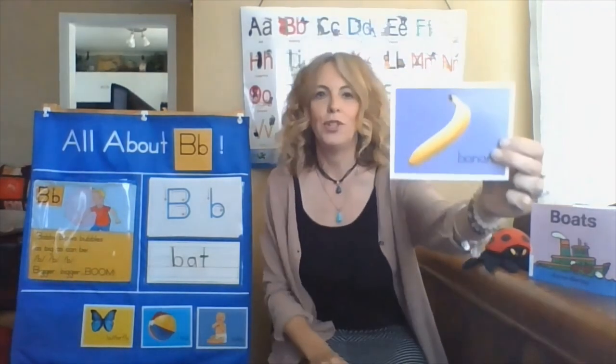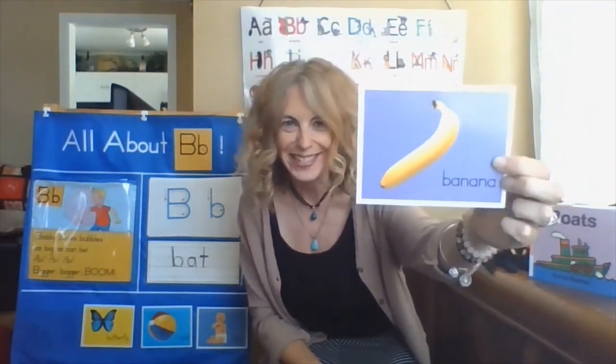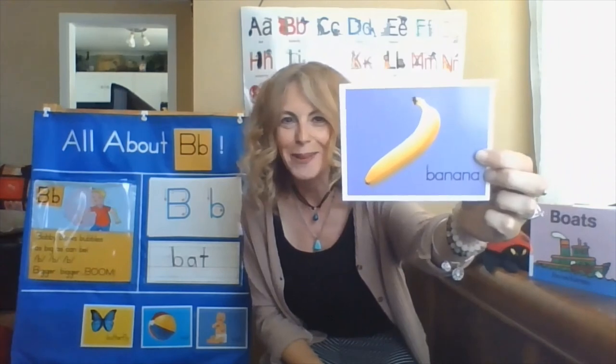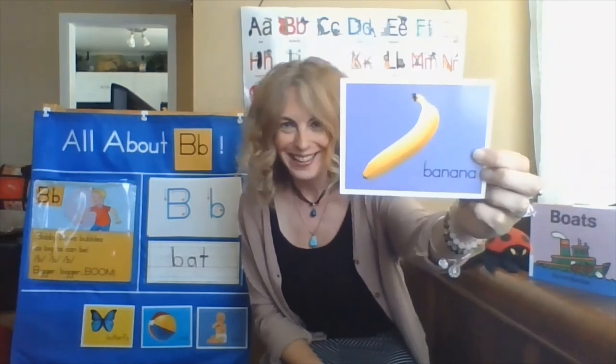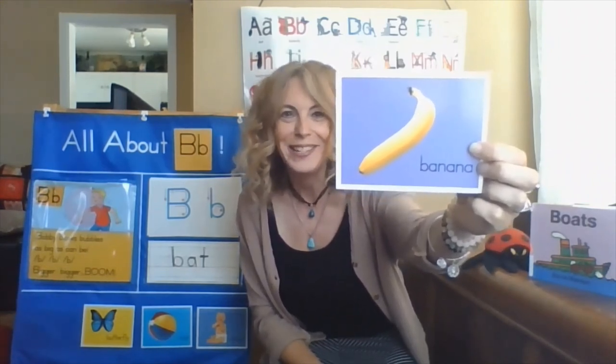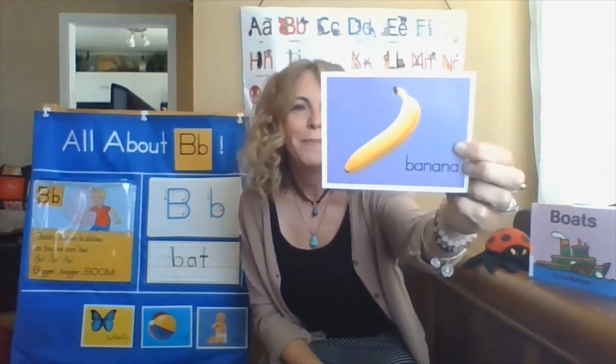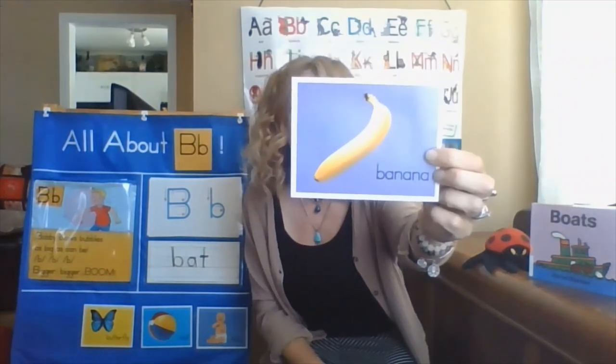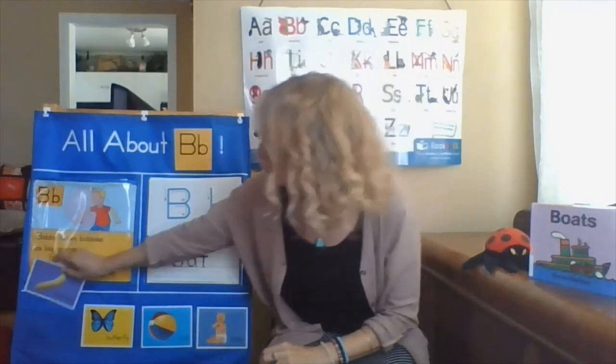Put them closer to the camera so you can see. This is a type of fruit. It's yellow and we peel it. Can you tell me what that is? You're right, it's a banana. Do you hear the B at the beginning? Say b-b-banana. That's a good B word.